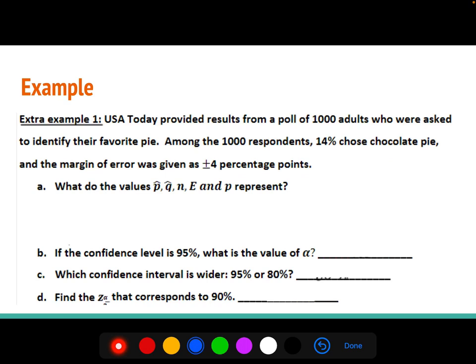And this one, we're just going to identify a few parts of it. 1,000 respondents, 14% chose chocolate pie. The margin of error is plus or minus 4 percentage points. So what do all these values represent? Well, 14% chose chocolate pie, so P hat is 0.14. Q hat must be 0.86. N is 1,000 adults. Error is plus or minus 4 percentage points, so 0.04. And P, of course, is our population proportion.